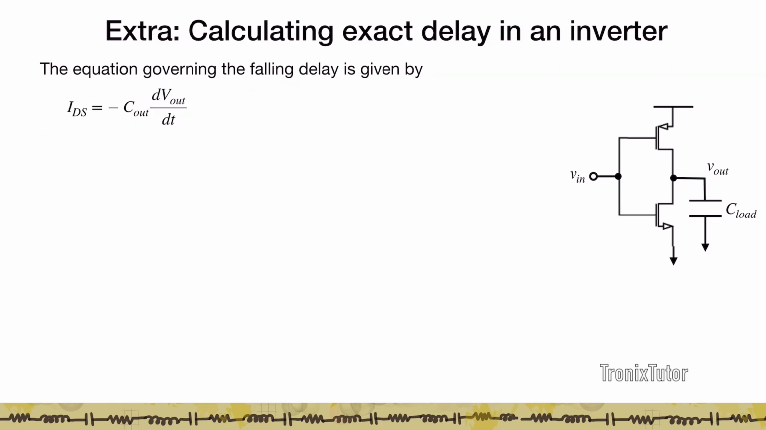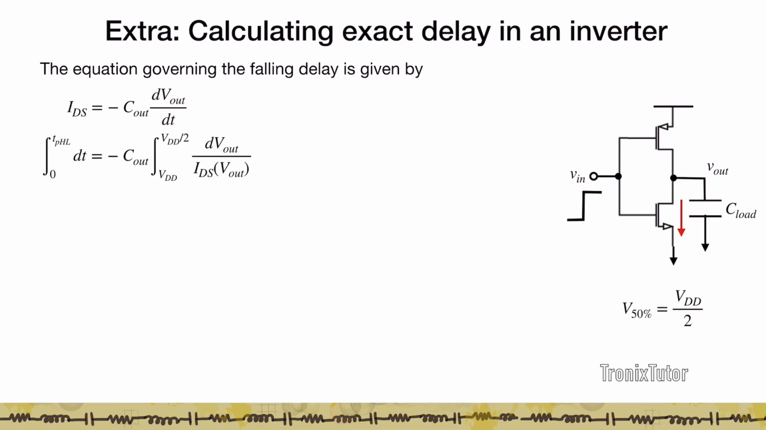So how do I find the delay in such a case? Again, start with the basics. This NMOS current is the discharge current of this capacitor. Initially this capacitor was charged up to VDD, and then this capacitor is eventually discharging through this NMOS. So the NMOS current at any point of time can be written as minus Cout into dVout by dt, which is the discharge current of the capacitor.